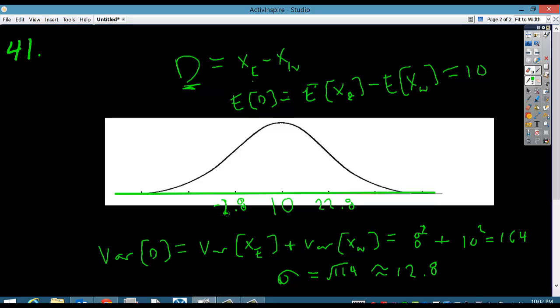Suppose that for a particular sample, we got the west side with a greater average than the east side. Then the difference, x sub e minus x sub w, would end up being negative. So this makes sense. This seems like something that could actually happen. But we want the probability that this difference is at least 5, so we're talking about something closer to about there.